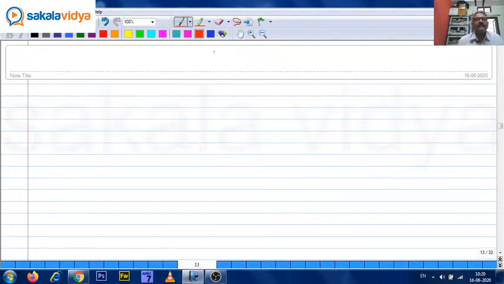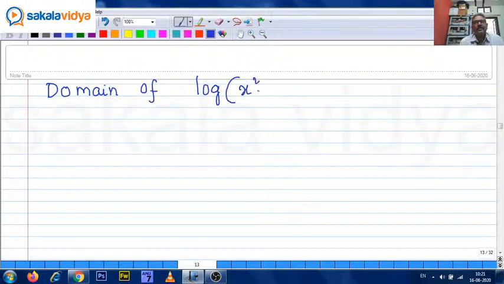So next, domain of log of x square minus a square. Now you can expect, where a greater than 0. Anybody? What is the answer? Just expect it. Can you expect? Domain of log of x square minus a square.